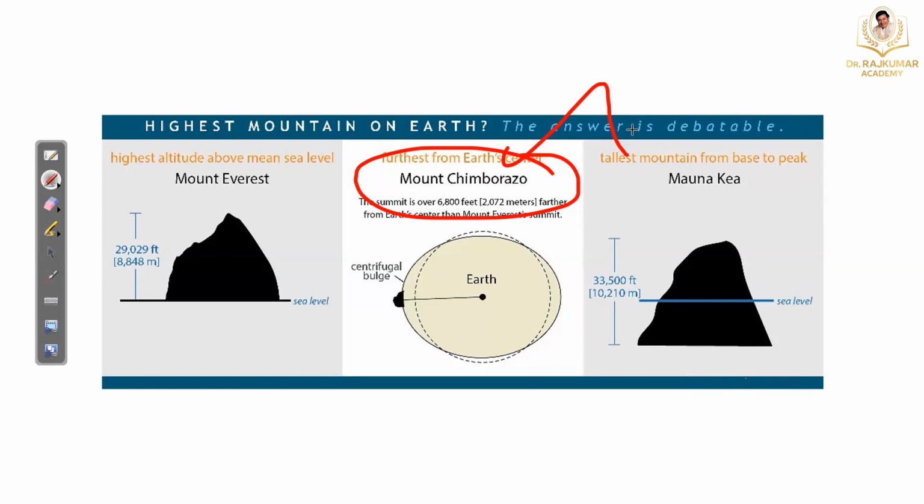Already the radius is more at the Equator. Along with this bulge at the Equator, now I have what? One mountain, right? So all these facts taken together, the farthest point on the surface of the Earth from the very center is what? Mount Chimborazo.